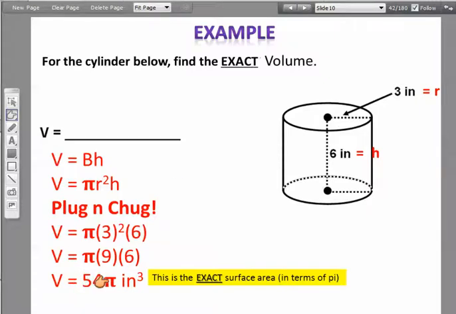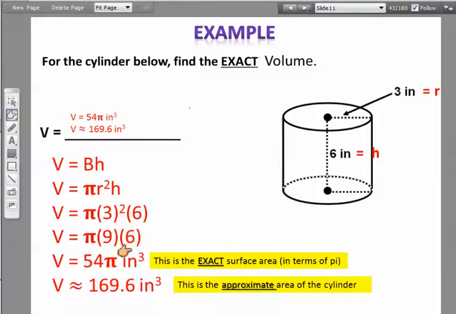Leaving it in terms of pi, inches cubed, and this is the exact, oh, that should say volume, not surface area, but this is the exact volume in terms of pi. And then I'm going to say 54 multiplied by pi. That gives me approximately 169.6 inches cubed. This is the approximate volume of the cylinder. And see how I put the little squiggly equal sign in there.